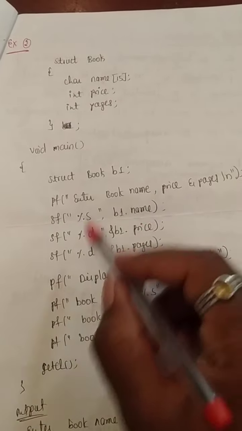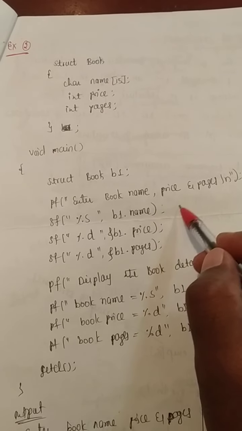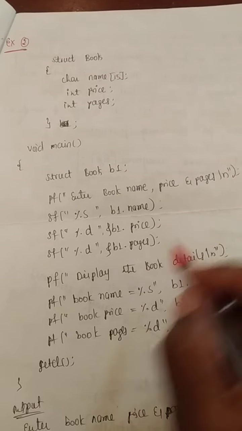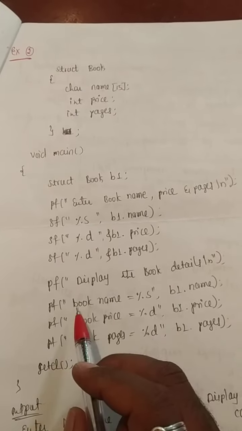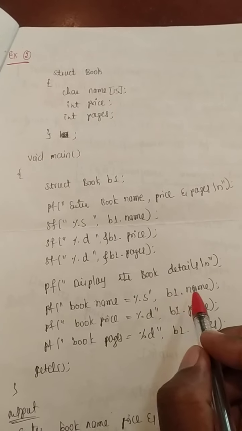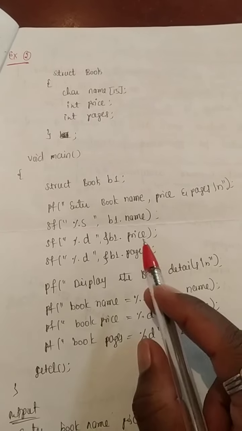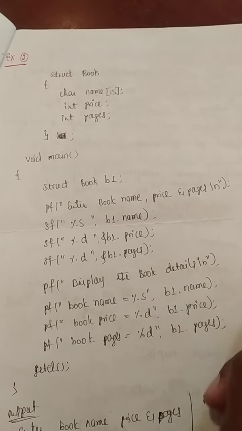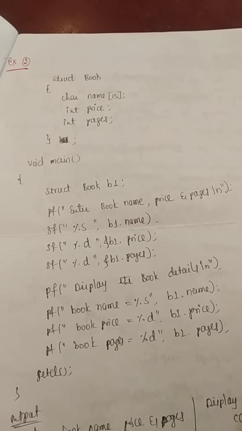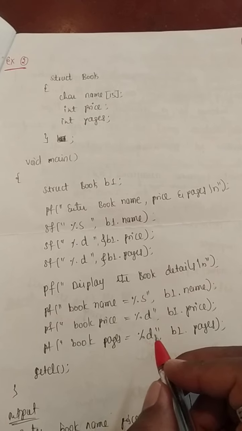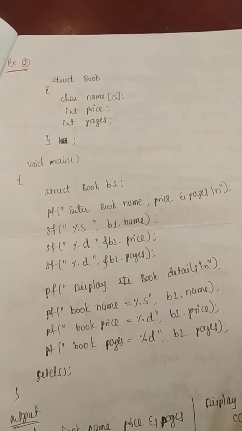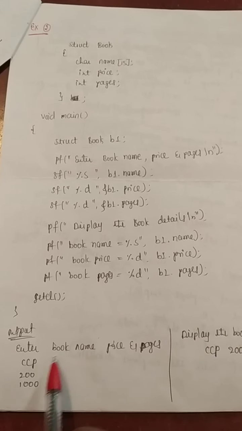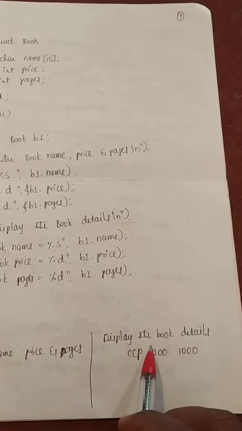After that, using these three statements, you can enter some book name like C programming book, price 200 rupees and 200 pages. Then you can print the same thing. Display the book details. Book name equals %s, b1 dot name. b1 is the structure variable and name is the data member name. So it is going to print C programming book. Then the second statement prints the price of the book and the third printf statement prints the number of pages like this. See, enter the book details: CCP, 200 and 1000 pages, and this is the output.